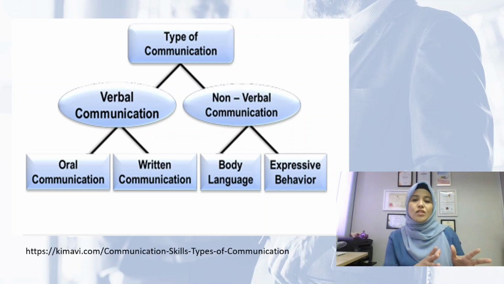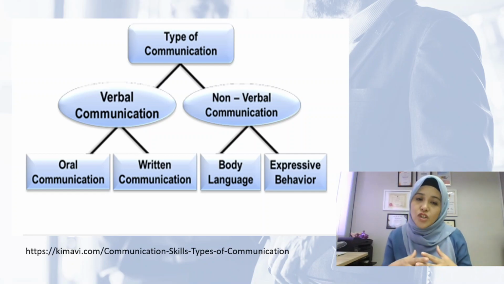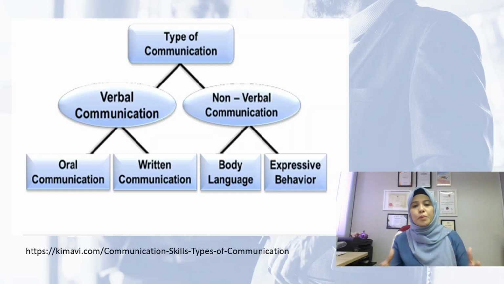So oral communication has many types. We can have face to face, one-to-one communication. It can be small group discussion like meetings, group project discussions, and so forth. And we can also have public communication, whereby you speak to a large group of people to convey your message orally, just like your presentation, your public speaking, and so forth.